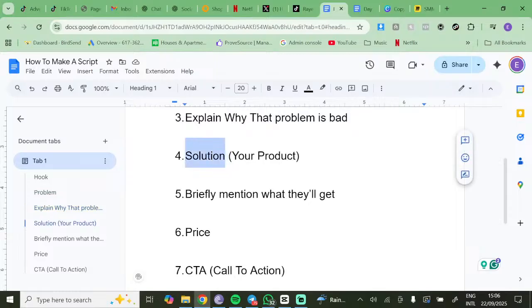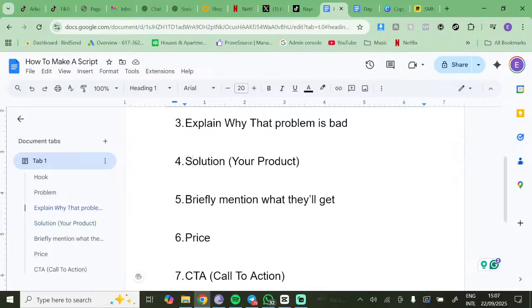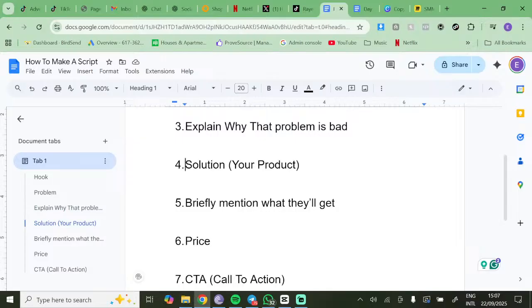Then I would mention the solution, which is my digital product. Okay, so I'd be like, one of the best skills you can learn, or one of the best businesses you can start right now is crypto. Or one of the best businesses you can start right now is freelancing as a video editor, right? And then I'll tell them, and that's why I put together the video editing masterclass, right? Which is my product, okay?